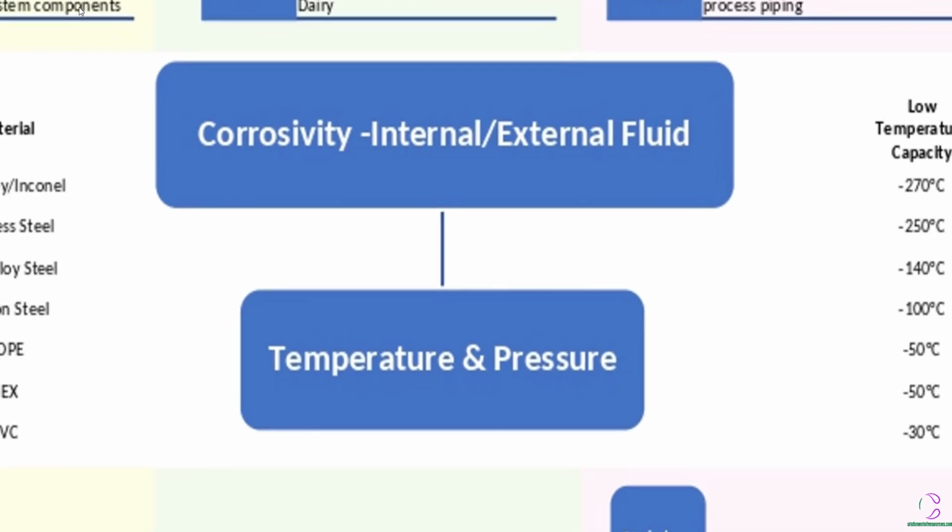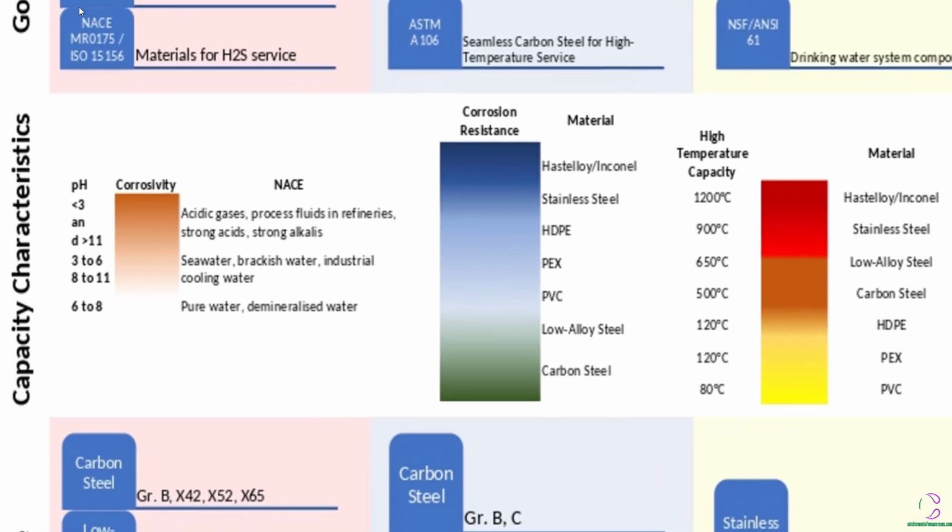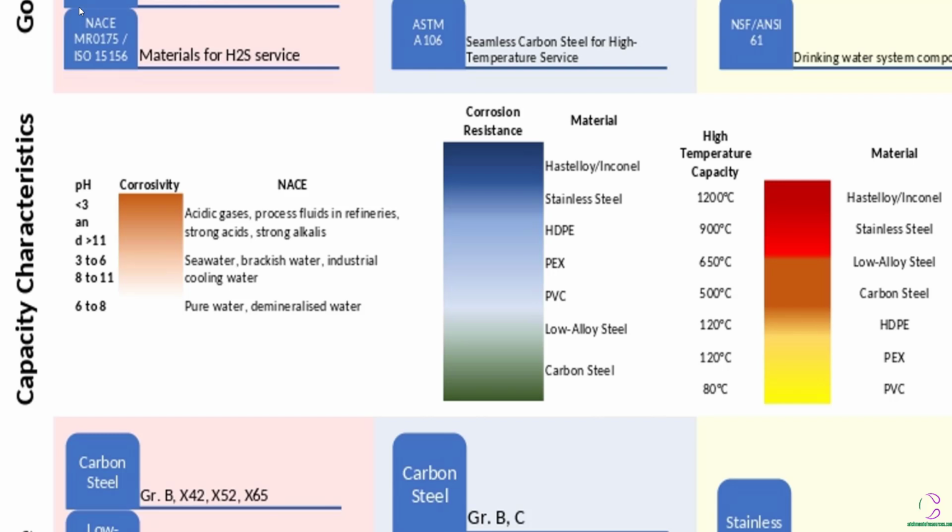Once you have established those factors as well as the temperature and pressure, you can then use the corrosivity to identify what it is on the scale, whether it is high, medium, or low corrosivity. Low corrosivity is within the pH range of 6 to 8 on the scale. According to the National Association of Corrosion Engineers, for low corrosivity you are talking of pure water and demineralized water. Then when you are talking of medium corrosivity, you are talking of pH between 3 to 6 as well as 8 to 11.